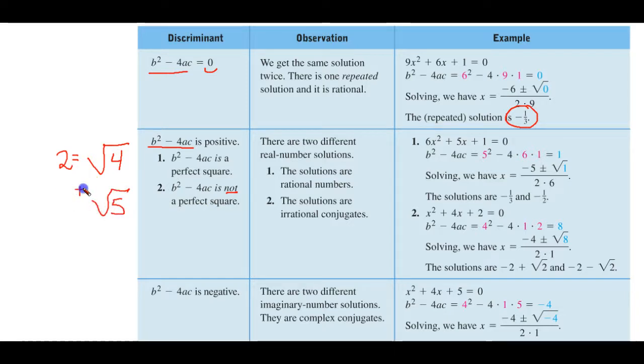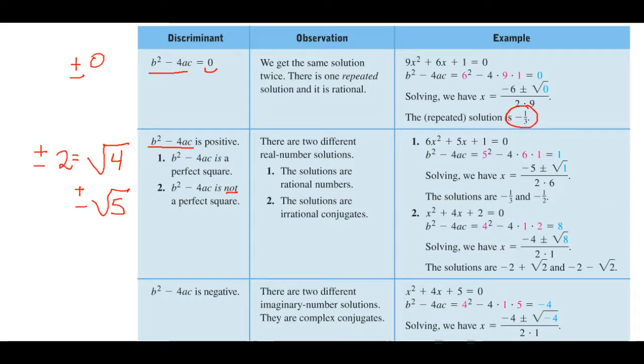Remember, it's this plus and minus that gives you the two solutions. Here you're just getting plus or minus 0, which doesn't change anything you have over here. Okay, so here it's not a perfect square, so your answers will be real numbers, but they're going to be irrational because of the square root of an irrational number.